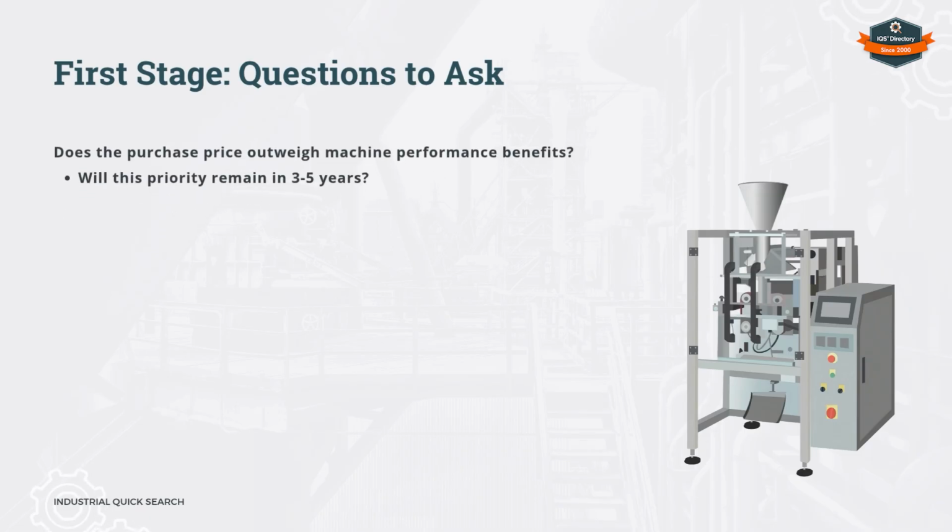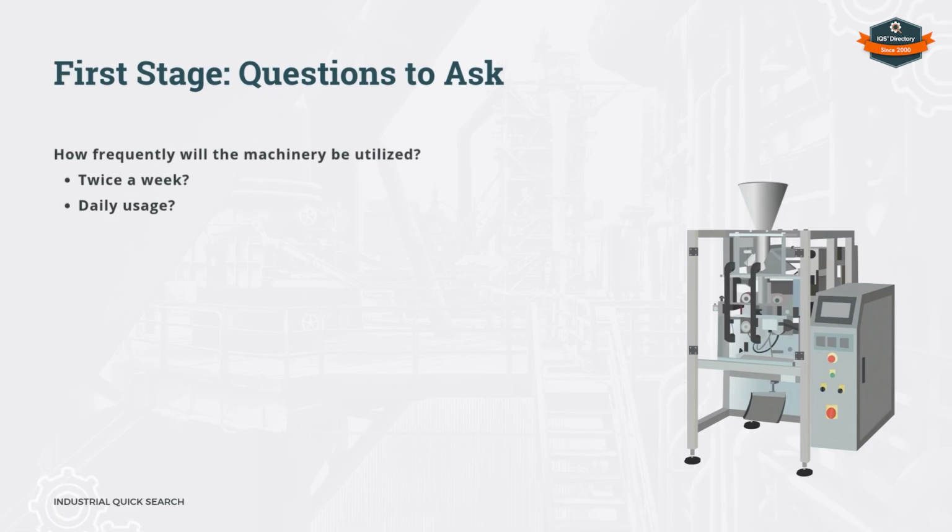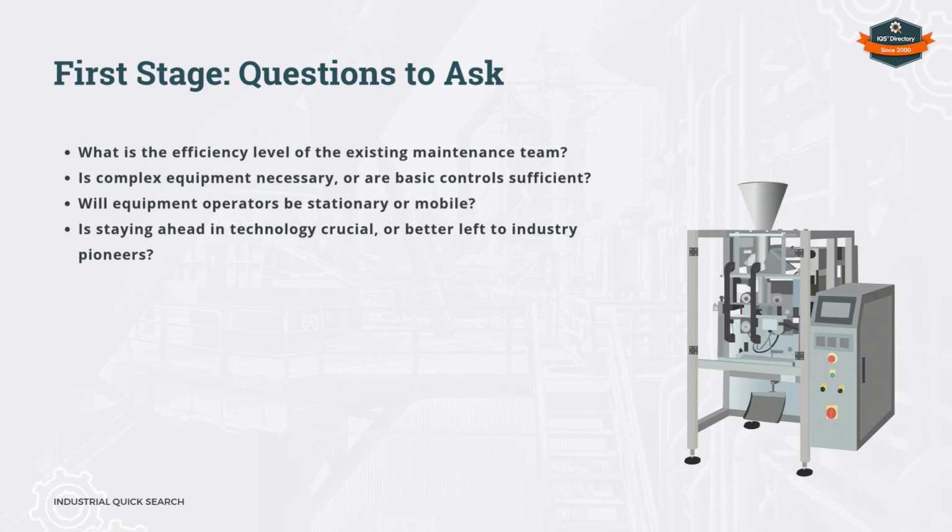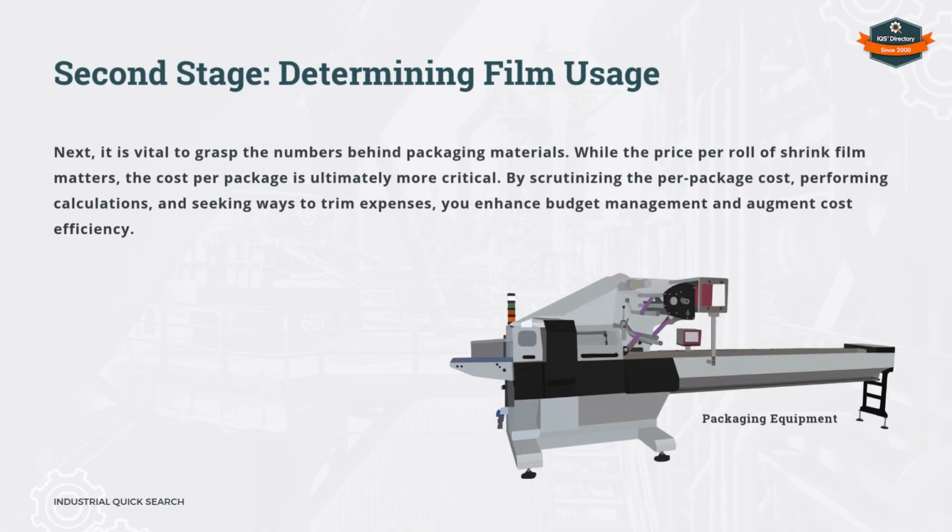Does the purchase price outweigh machine performance benefits? How frequently will the machinery be utilized? What is the efficiency level of the existing maintenance team? Second stage, determining film usage.